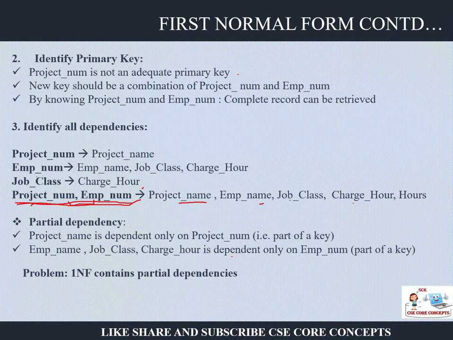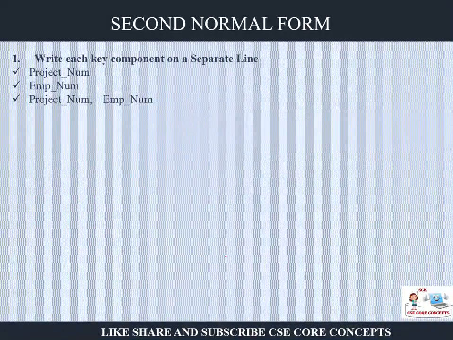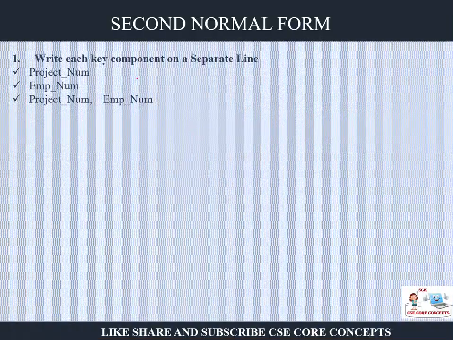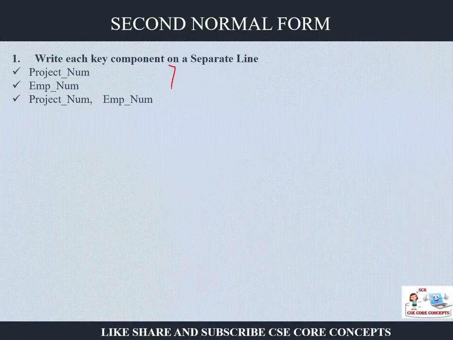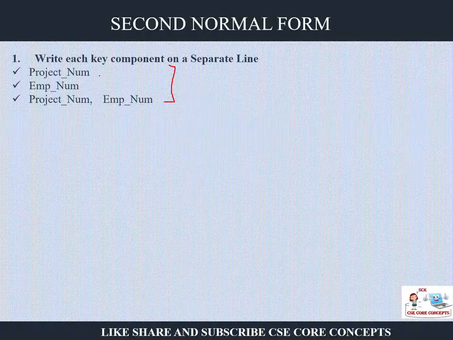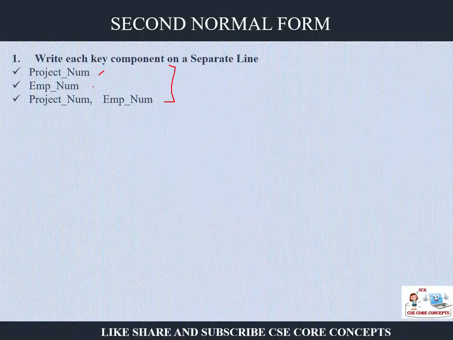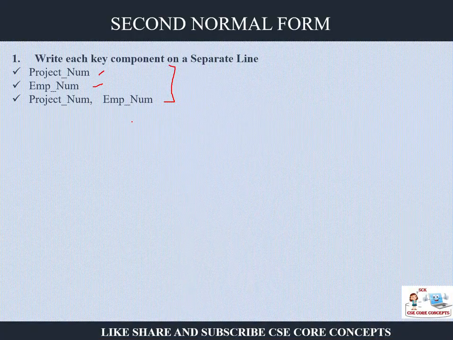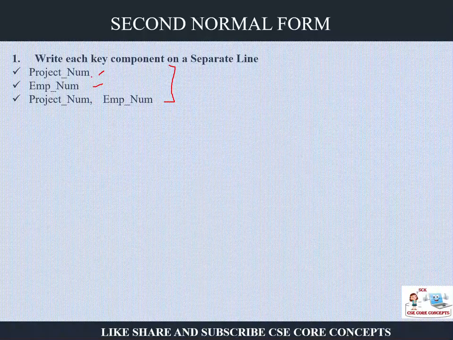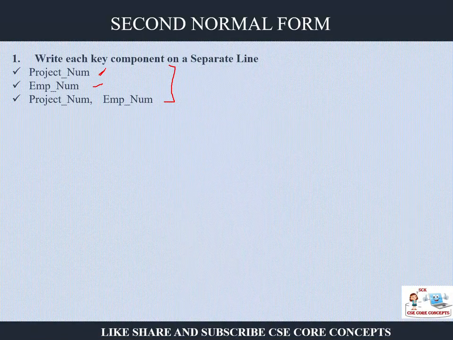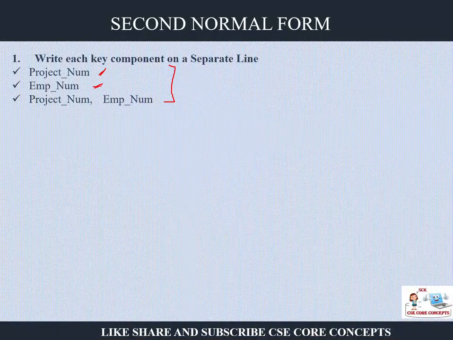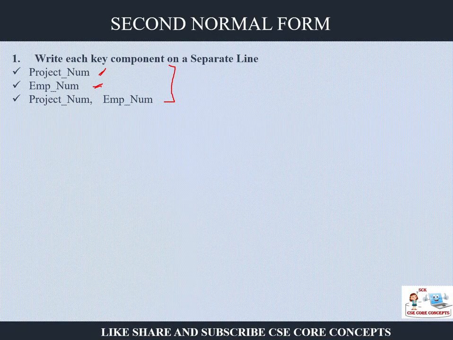So now in order to solve this problem, we go to the second normal form. Up till here we have written each key. We have identified that we can have three keys: one is the project number, one is the employee number, and the third is the combination of project and employee number. From project number, you can get the project name. From employee number, you can get the employee name, job class and the charge per hour, and the number of hours.